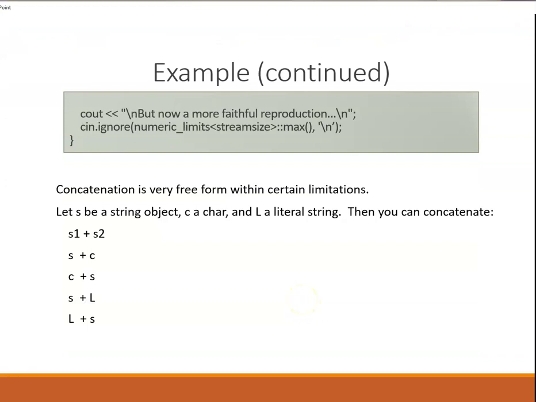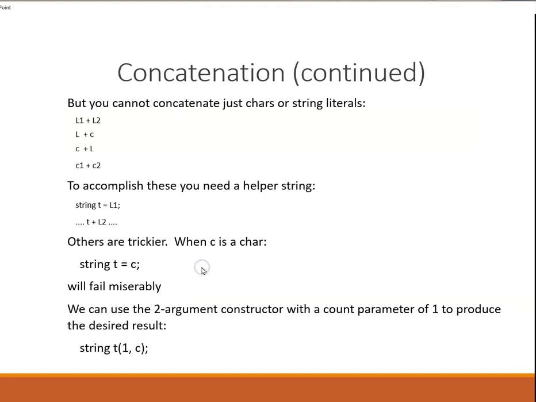Concatenation is very free form. You can concatenate strings with characters and characters with strings, but you cannot concatenate just chars or string literals. You'll need a helper string. So you can't assign a character to a string, but you can use the string constructor with an argument of 1 to do that. And we will take a look at some of these.